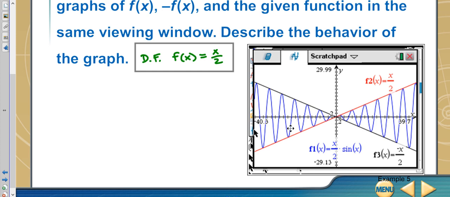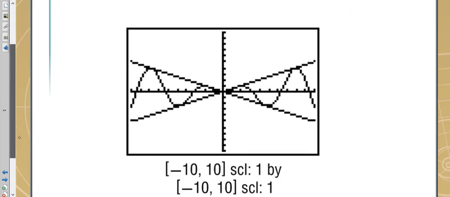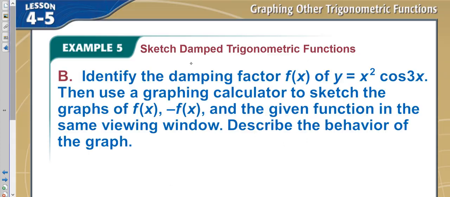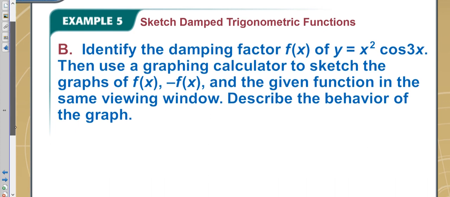The damping factor are these two lines. It's the x over 2 and the opposite of it, which is negative x over 2. That's what finds the maximum of each one of these little oscillations in here. So there's their picture. I know it's kind of lousy compared to mine anyways. So let's try another one.